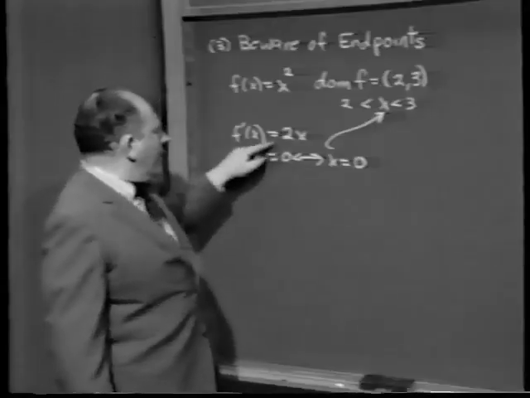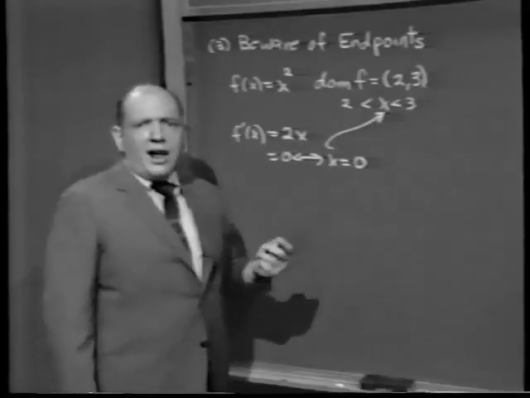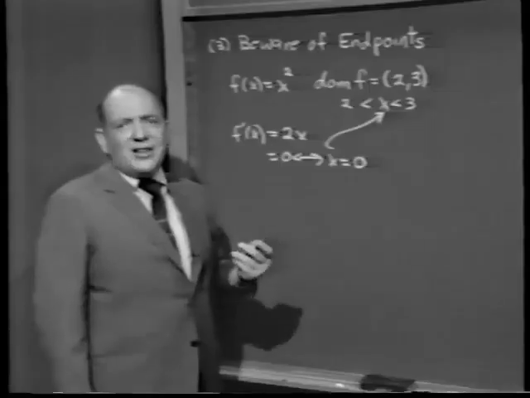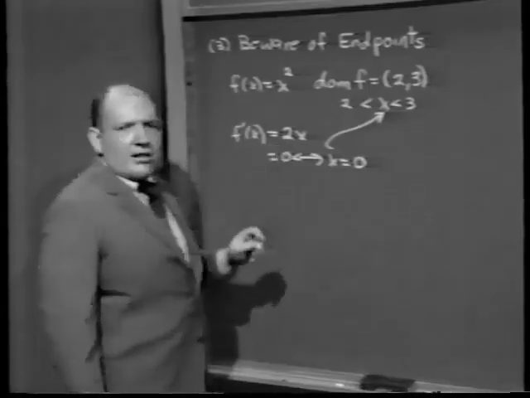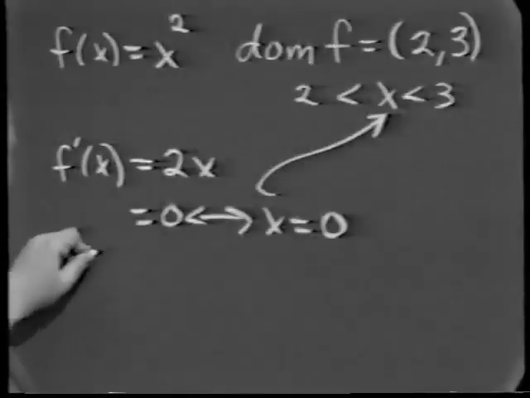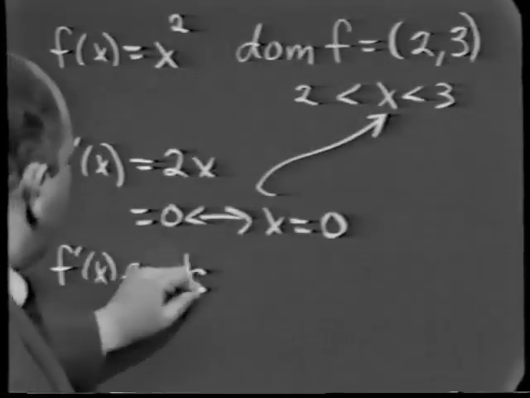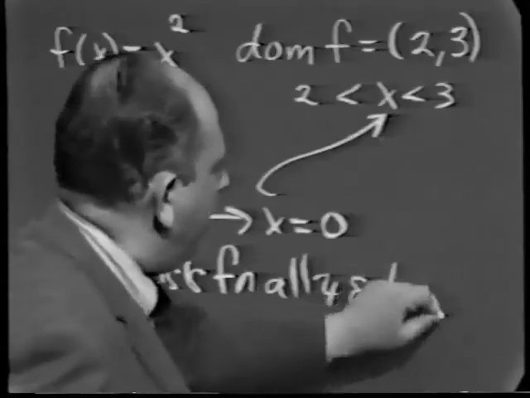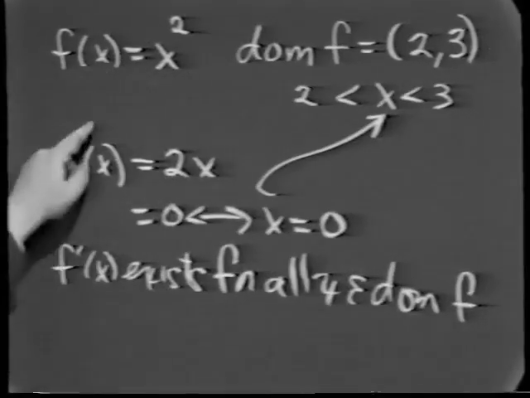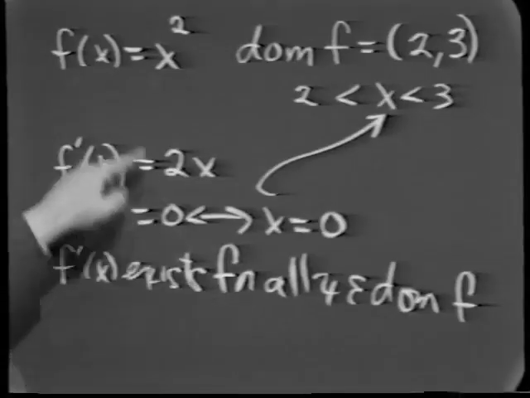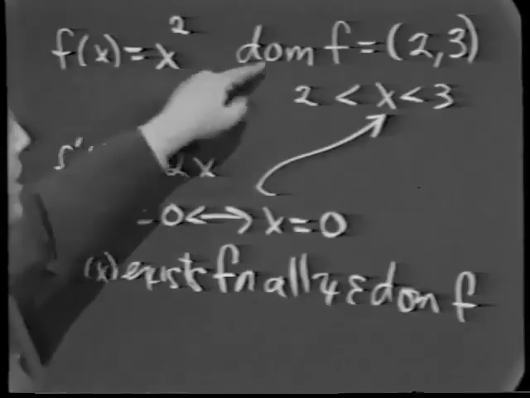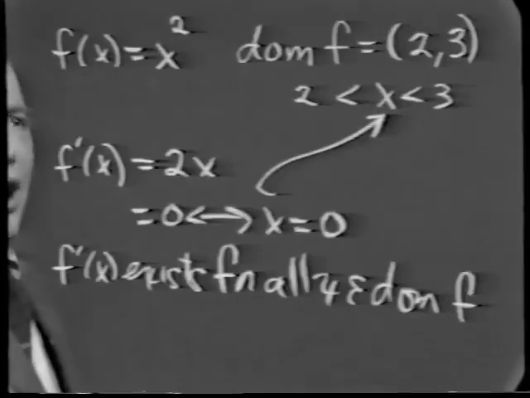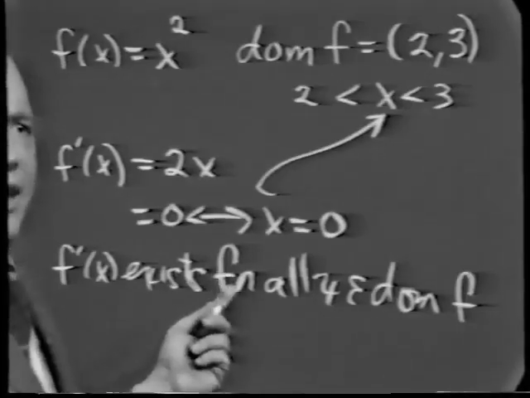By the same token, since the derivative is a polynomial, and all polynomials are differentiable, and all differentiable functions are continuous, there certainly will be no places where f prime of x doesn't exist. In other words, f prime exists for all x in the domain of f. Here is a particular example in which a particular function on its domain of definition does not have any high or low points on it. And I'll illustrate that graphically in a few moments.